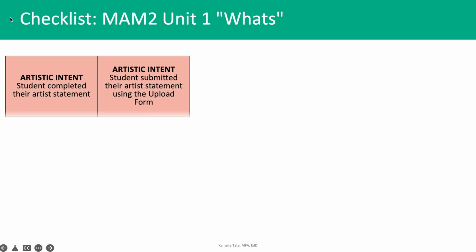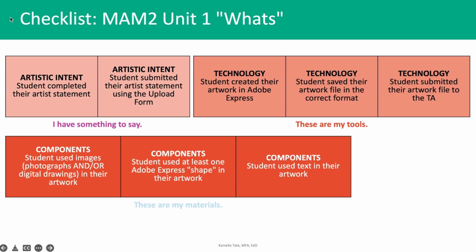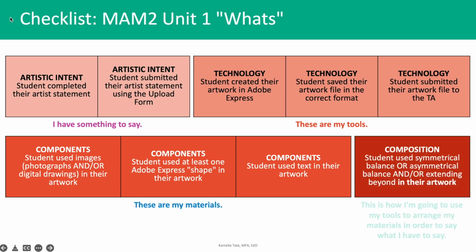So the what of the checklist, we're going to demonstrate this with Unit 1. Artistic intent is simply, well, I have something to say. The second one, technology, is these are my tools I'm going to use to say it. The third one are the components. These are my materials. And the fourth one, composition, is this is how I'm going to use my tools to arrange my materials in order to say what I have to say.